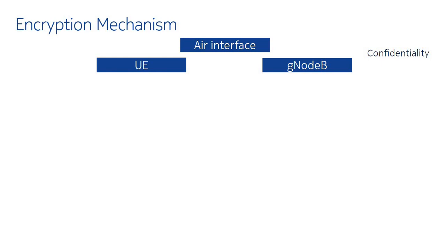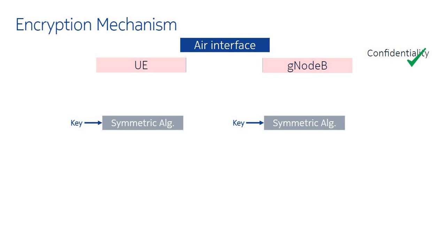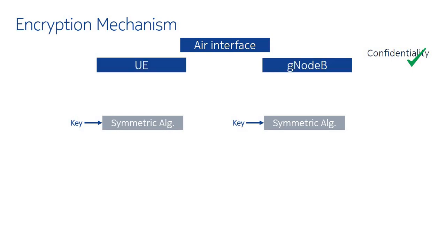Now let's detail the encryption mechanism, also known as ciphering, which ensures confidentiality for the transmitted data over the air. It is based on a symmetric algorithm using a secret key shared by the UE and the gNodeB. Let's detail a bit how it's done for the uplink communication from user equipment to the gNodeB.